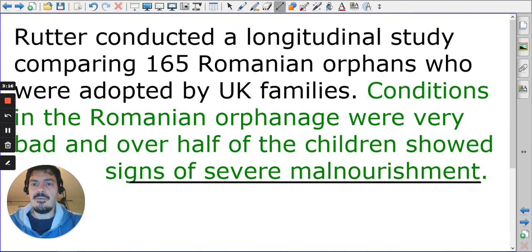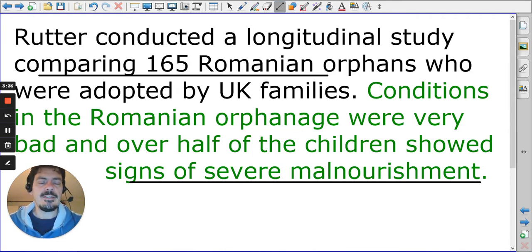Now, I think I've shown you a couple of videos in class, and certainly if you look for Romanian orphan studies on YouTube, you'll come across several different examples of this. But what we're looking at is a group of 165 Romanian orphans who were adopted to the UK.